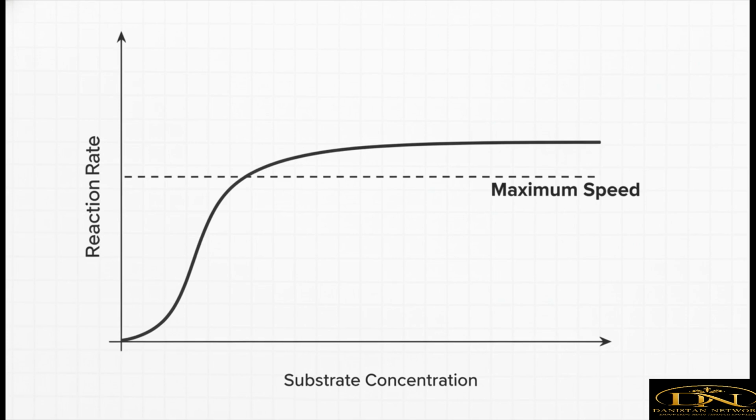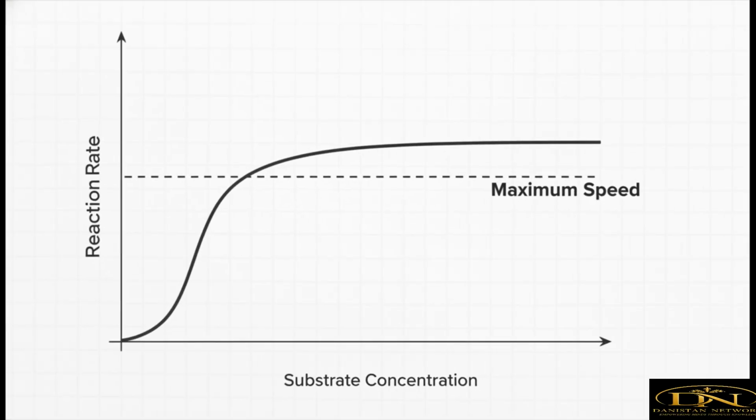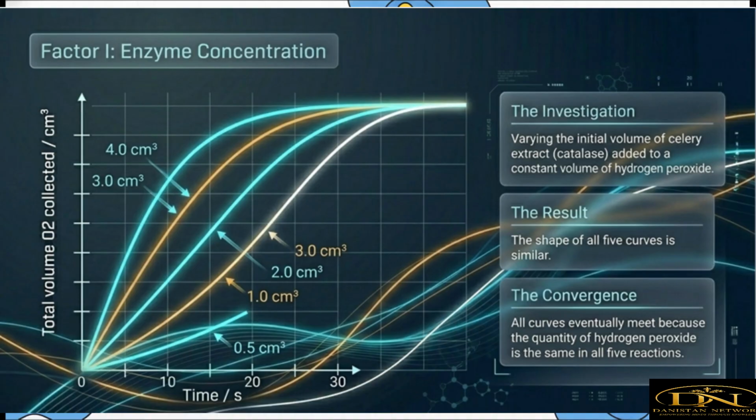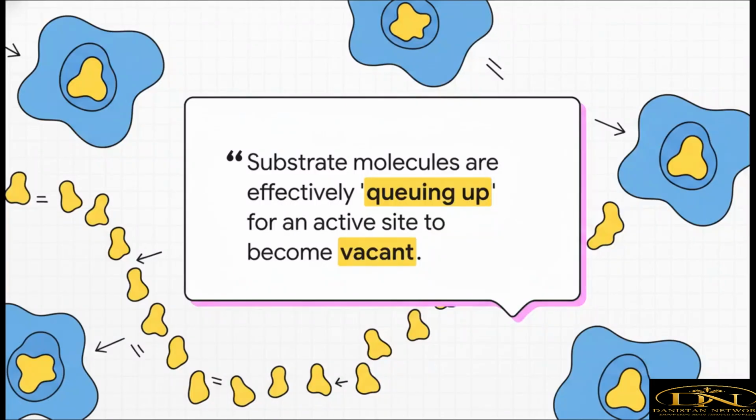At this point, every single enzyme is working as hard as it possibly can. Adding more substrate now is like trying to cram more customers into a store when every single checkout lane is already occupied. It won't make things any faster. I absolutely love this quote from the source material because it gives you the perfect mental picture. The substrate molecules are literally forming a line, waiting for an active site to open up. The enzymes are completely saturated.